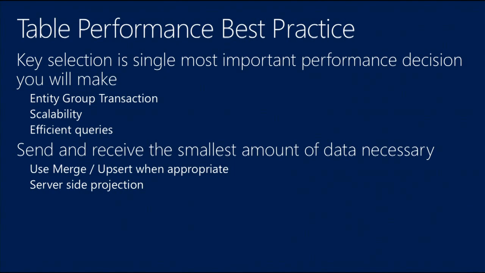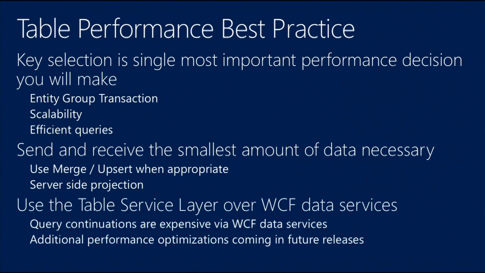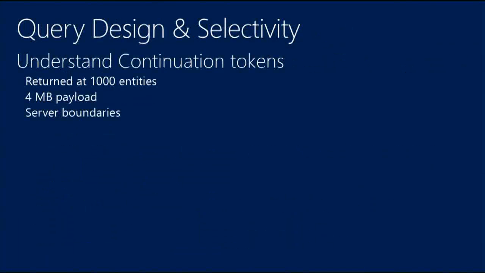You want to send and receive the smallest amount of data necessary, again using merge and upsert when appropriate, and server-side projections when querying data. And then use the table service layer in the new 2.0 clients, 2.1, over the WCF data services because it's got a ton of optimizations specifically for Azure and Azure tables. And there's a bunch of other work that's happening here that'll be getting better over time as well.